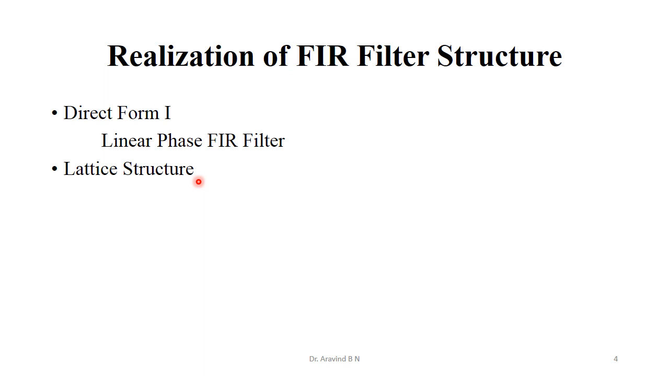One is, given the actual H of z, we are going to realize the lattice structure. And the other is, given the lattice structure, we are going to convert that into the direct form 1. So with respect to this lattice structure, either to derive the lattice structure or to go from the lattice structure to direct form 1, a standard set of formulae is used, and one has to make use of that to make the solution of it.